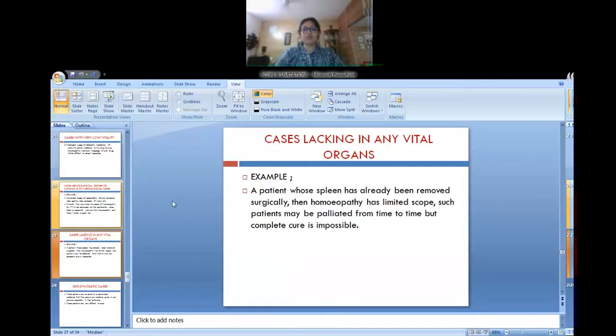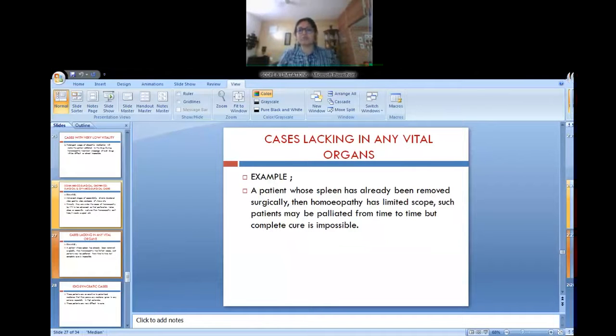Whatever limited capacity the body can stay within, it's only within that capacity that it can function or fight the disease. So the body has to learn to cope without the functions of that organ, and therefore if there's a lack of any of the vital organs, there's only so many things that the body can do. The medicine cannot do the job of that organ. So patients in such cases can be palliated from time to time, but they cannot be completely cured.